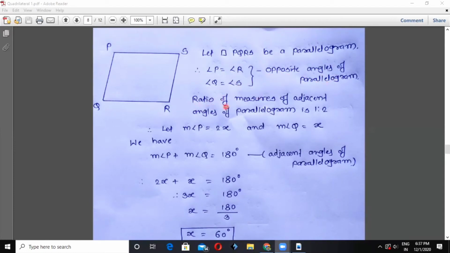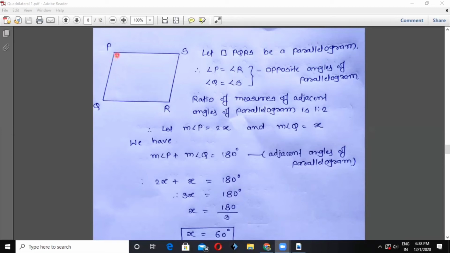Now it is given that the ratio of measures of adjacent angles of a parallelogram is 1:2. So if we consider the angles P and Q, their ratio is 1:2. Now it is given the ratio of these two angles is 1:2, out of which we have to consider the acute angle, which is angle Q. Its part is 1 and the obtuse angle is angle P. So its proportion is 2.